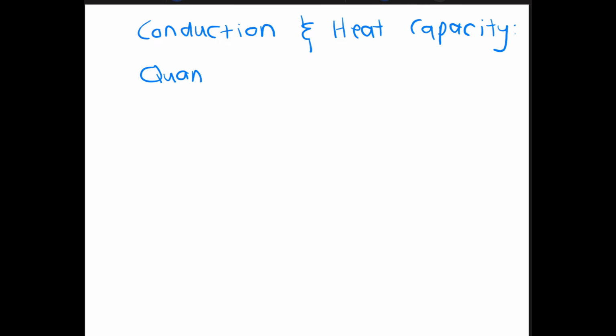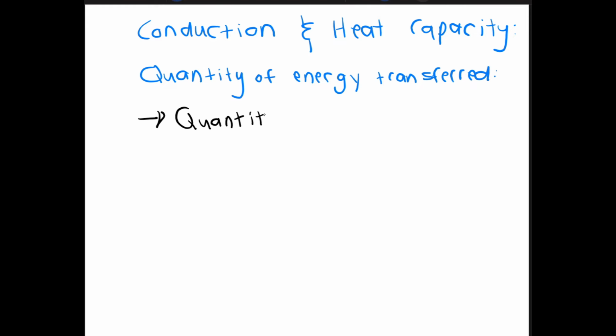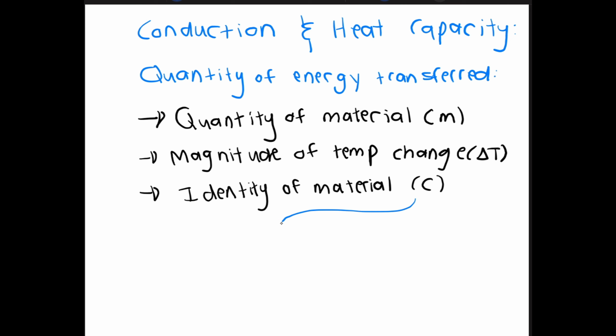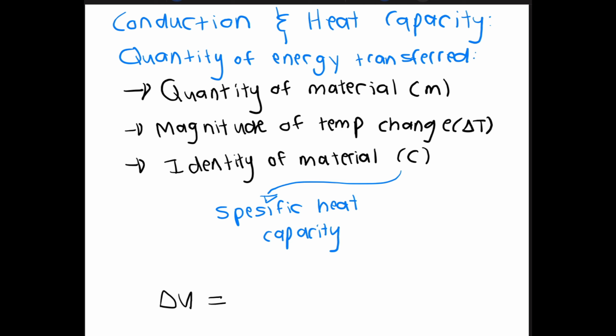The last thing we are going to look at is how heat capacity is used for conduction. Let's talk about specific heat capacity. When an object is heated or cooled, the quantity of energy transferred depends on quantity of the material, in other words mass, magnitude of the temperature change, and the identity of the material. This is where specific heat capacity comes in. The specific heat capacity for each element or species is unique to that element or species. To calculate the energy transferred, we use this formula.